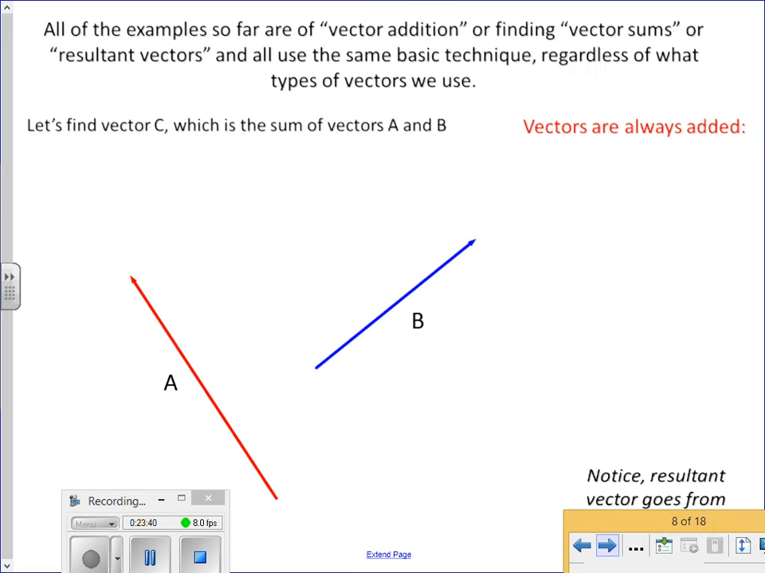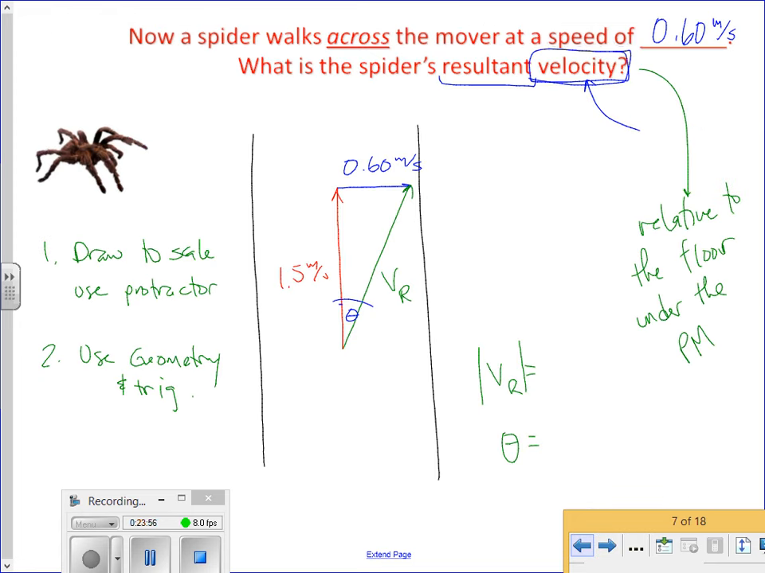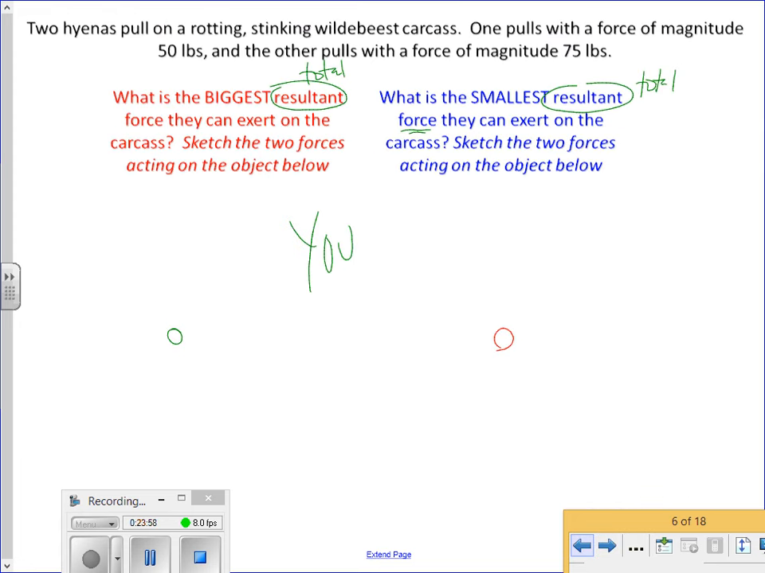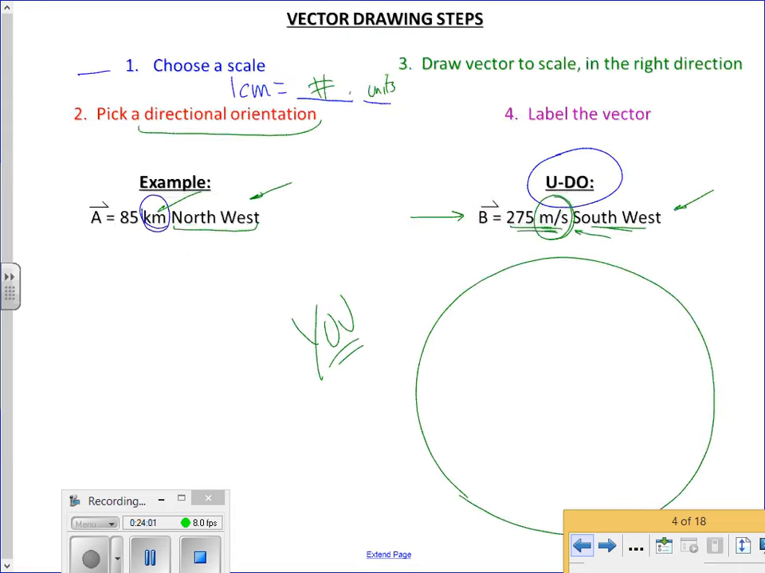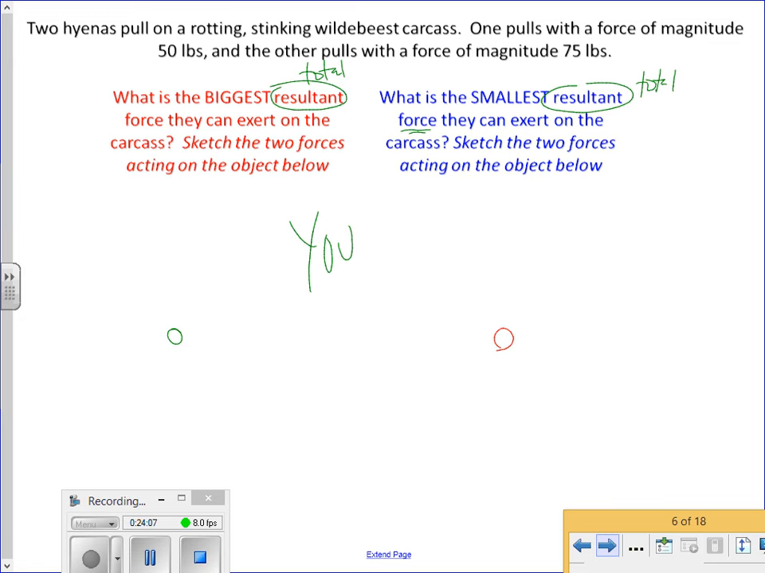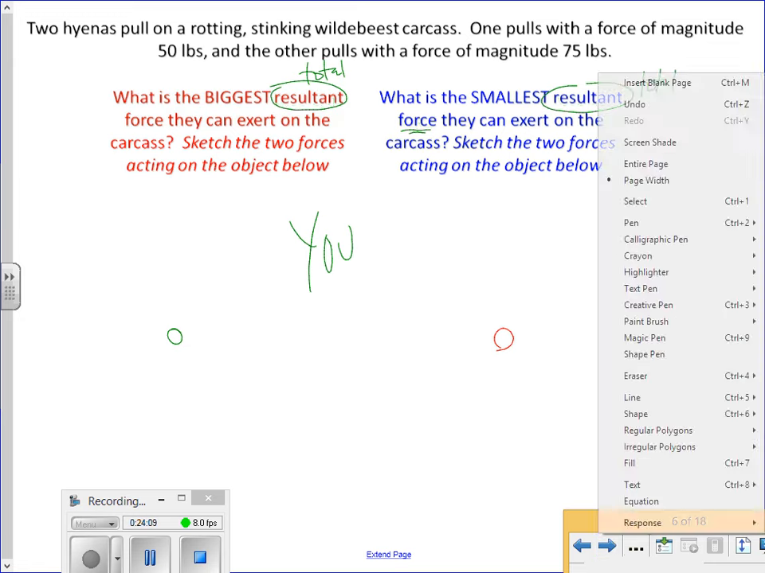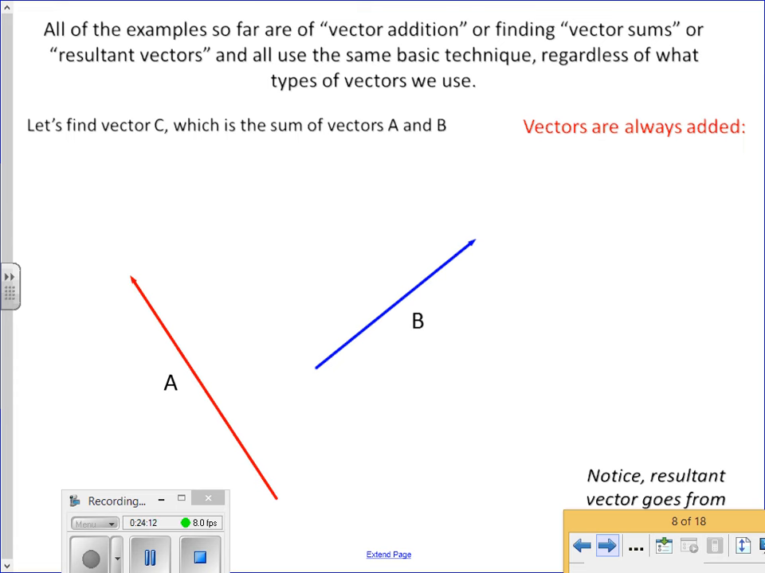So these examples about wildebeests and spiders and people movers in airports are examples of what we call vector addition, or finding vector sums, or resultant vectors. And it doesn't matter what kind of vector we're talking about. Here we're talking about velocities. Here we're talking about forces. But in the activity that you did, the walk this way activity, we were dealing with changes in position. So it doesn't matter what kind of vectors we're talking about. If we want to find a resultant, you always do it the same way.